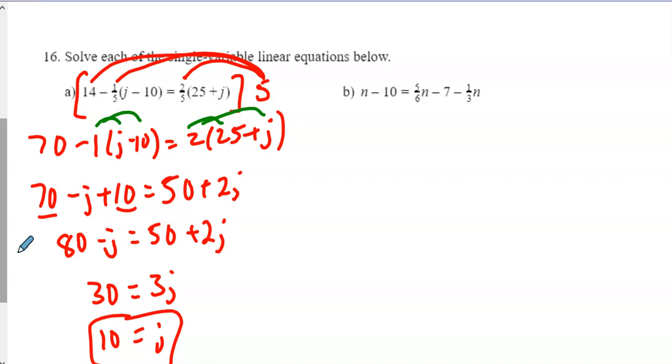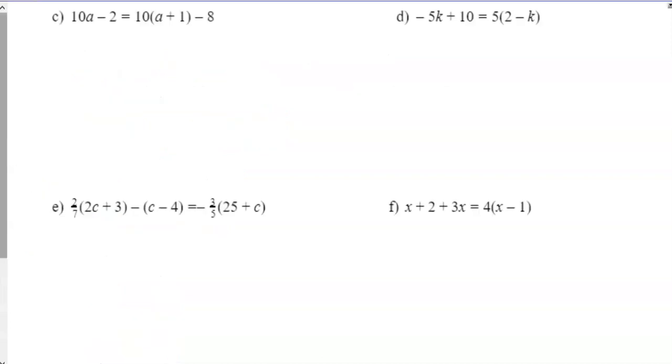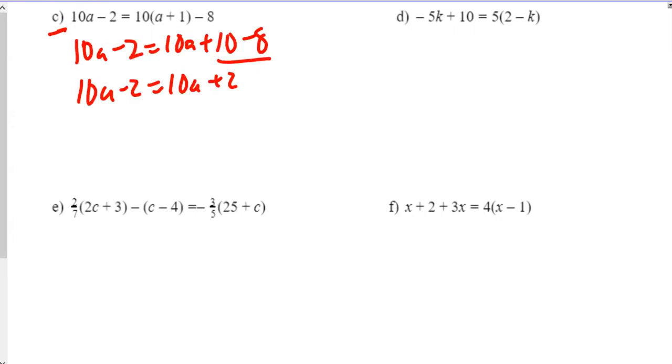Okay? All right, so I would like you to actually try C. Pause the video, try it. When you're done with your problem, push play so you can check your answer. Okay, so notice I didn't quite finish this. I distributed, combined like terms, but I stopped here.